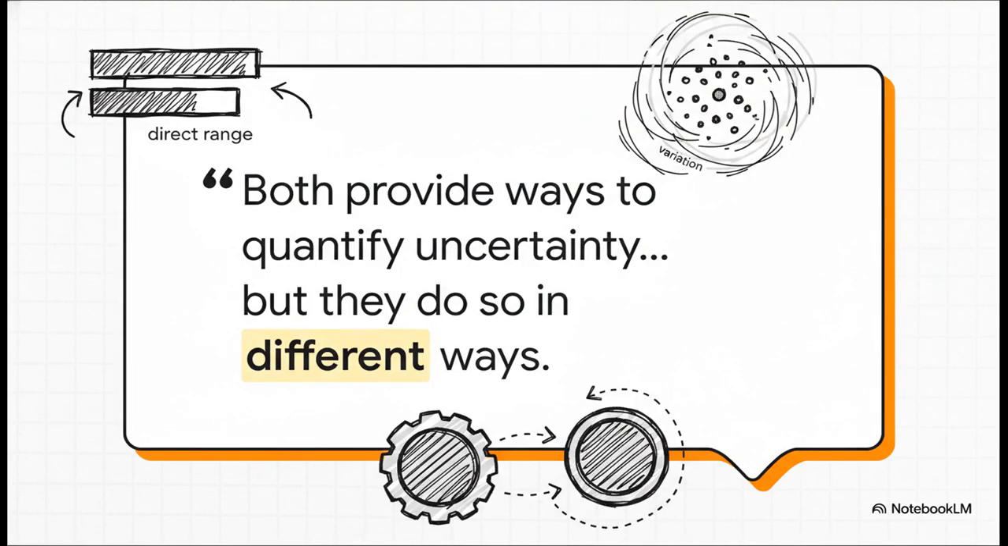And that brings us to this key quote from our source material that just wraps it all up so nicely. Both bootstrap percentile and bootstrap standard error provide ways to quantify the uncertainty of an estimate, but they do so in different ways. One gives you that direct, ready-to-use range. The other gives you a precise measure of the variation. Both are just incredibly useful tools for really understanding our data.